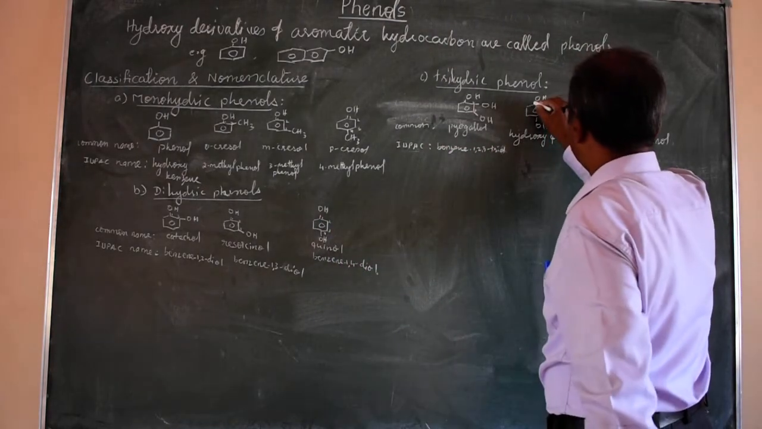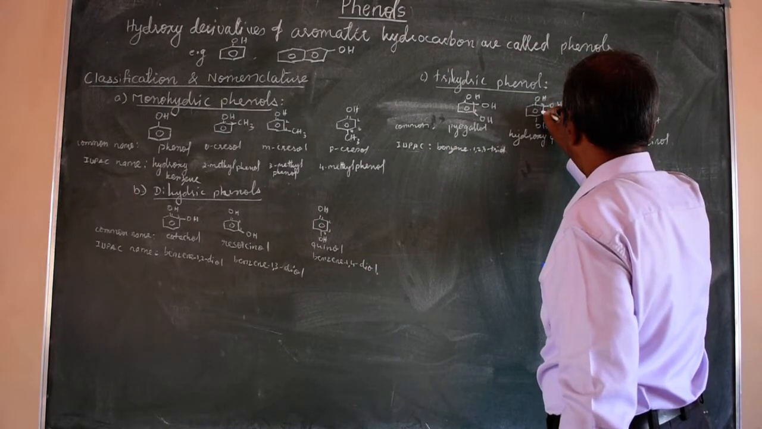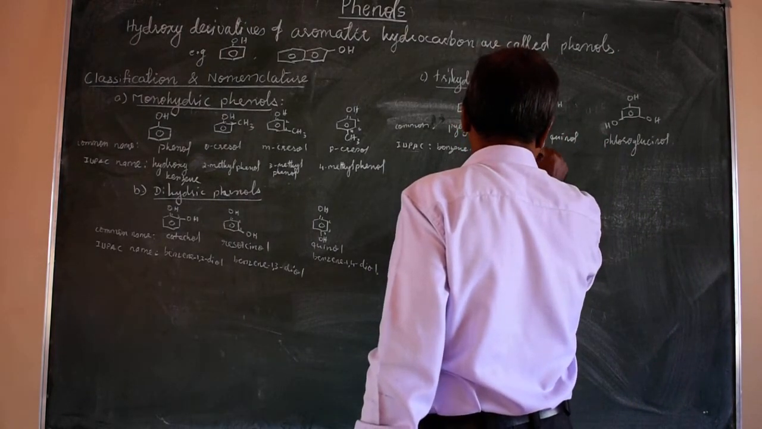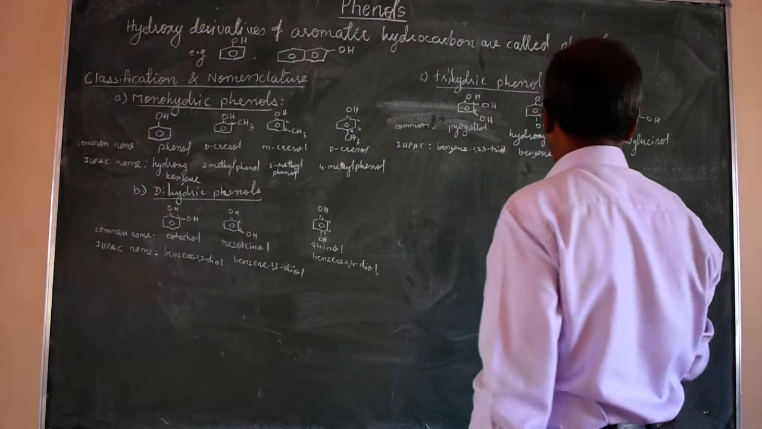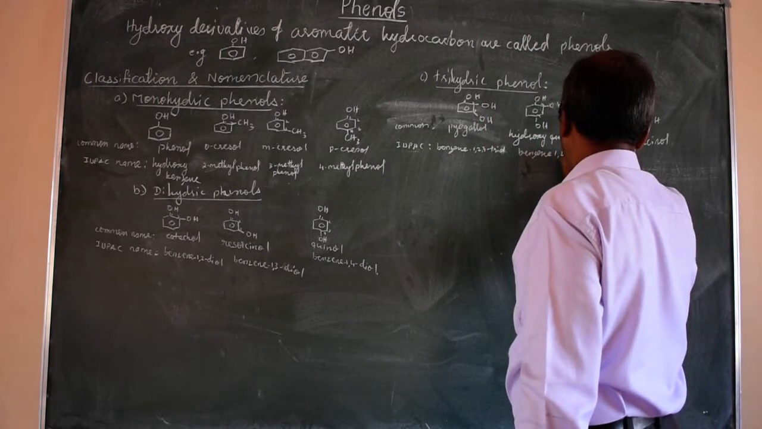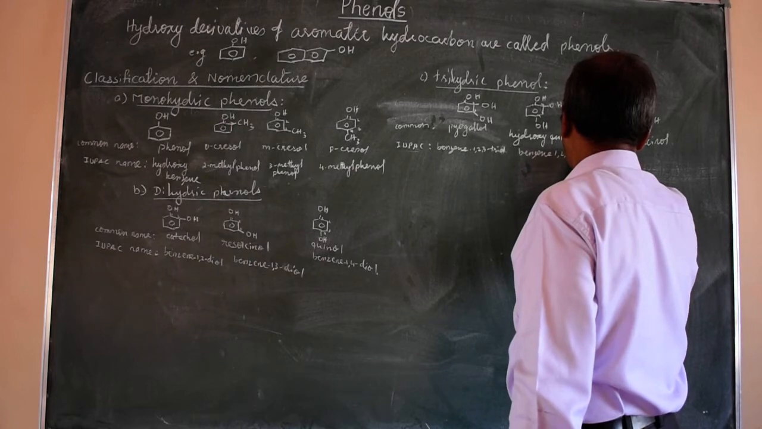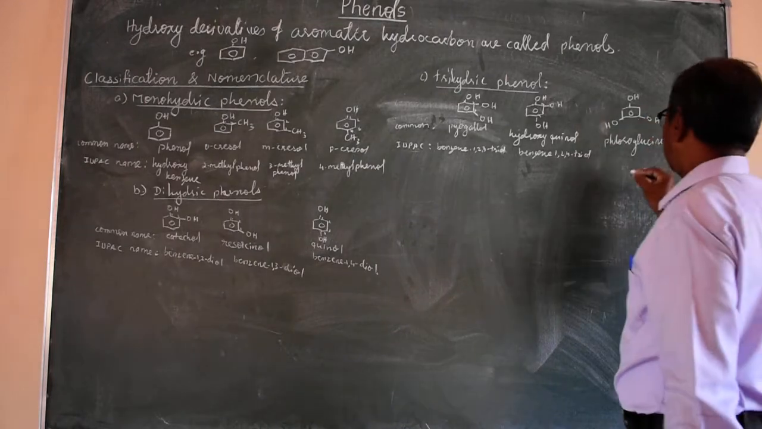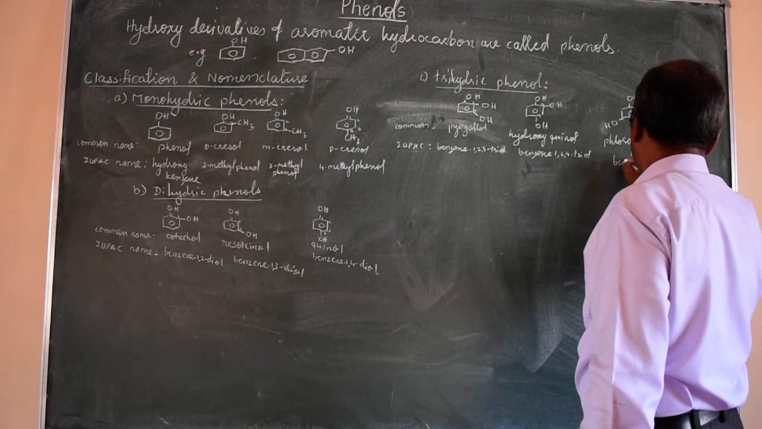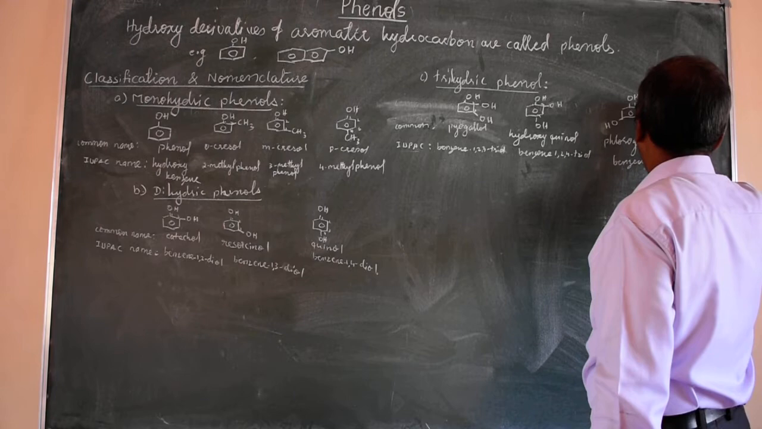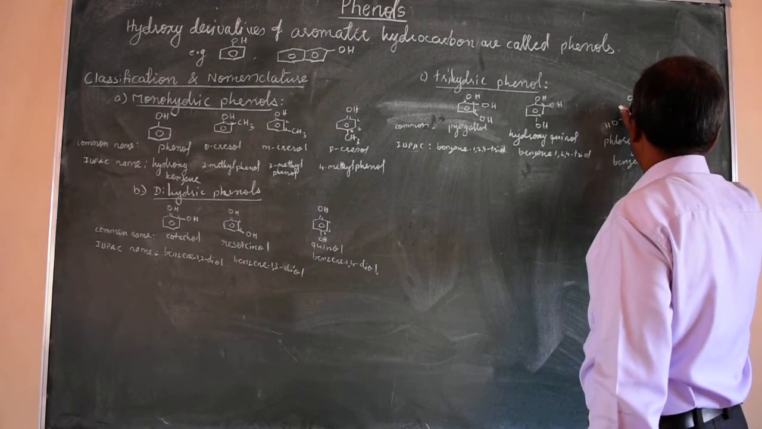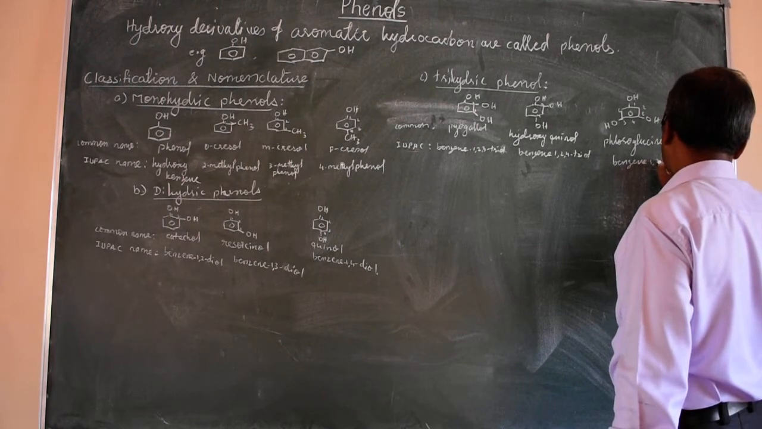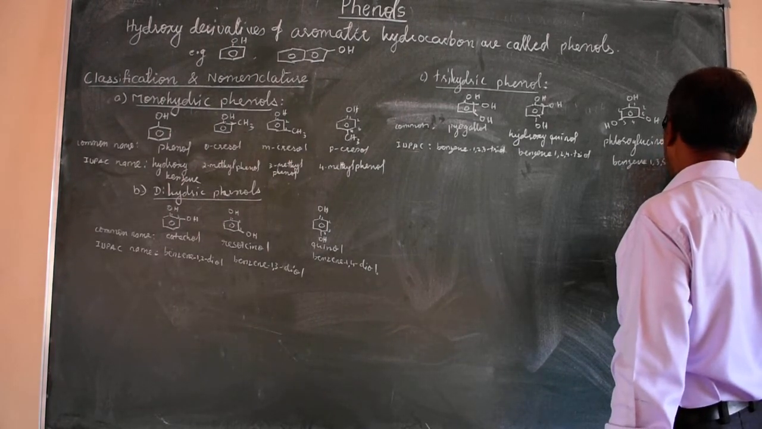Well, the name of this compound, 1, 2, 3, 4, it is benzene-1,2,4-triol. The name of this one is again benzene, 1, 2, 3, 4, 5, 6, benzene-1,3,5-triol.